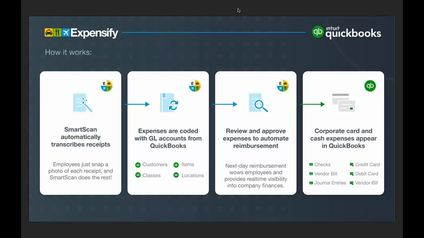For the out-of-pocket or reimbursable expenses, we can create checks, vendor bills, or journal entries. And then for the corporate card charges, which we will be really covering in more detail, we can have them go in as credit cards, debit cards, or vendor bills. So this is really our best integration, something we're very proud of with, again, around 18,000 companies and constantly growing using that mutual connection.